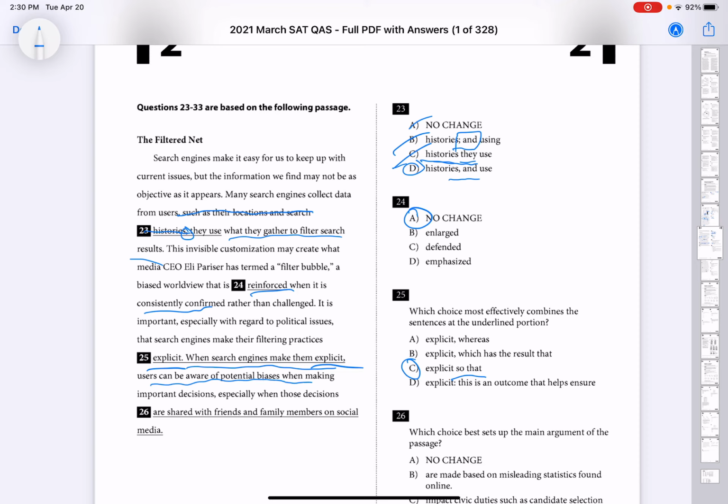Whereas is like opposite, contrasting. Which has a result is wordy, explicit, semicolon. This is again wordy, like too long. You want to go for the shortest answer most of the time. And if I had to choose between A and C, whereas is opposite though. We're not looking for opposition. We're looking for the same idea. It's like an explanation for something. So 25 is C.